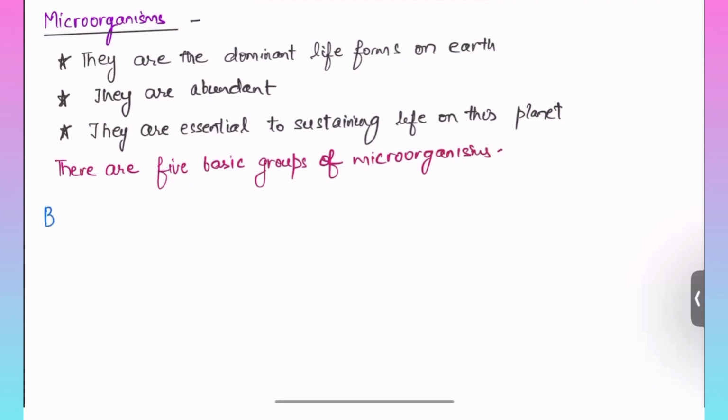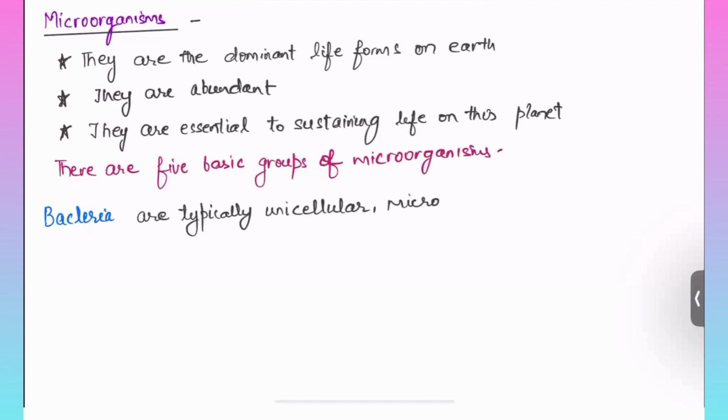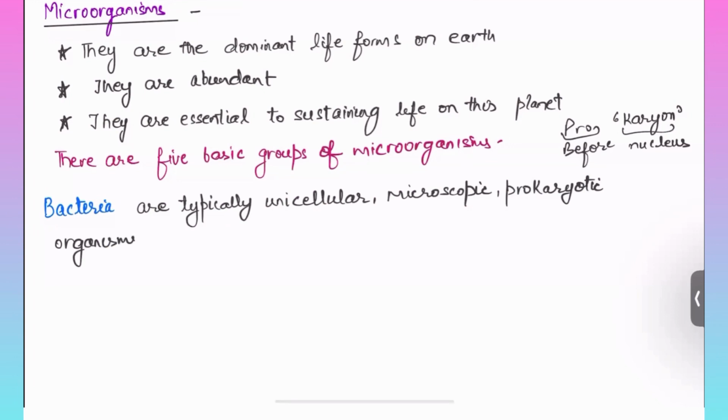So first is bacteria. Obviously, they are very common and they're talked about more because bacterial diseases are more common. Now bacteria are unicellular, microscopic. Microscopic means that they're very small in size and we can't see them with the naked eye, only through a microscope. And they are prokaryotic organisms, and they divide by binary fission.